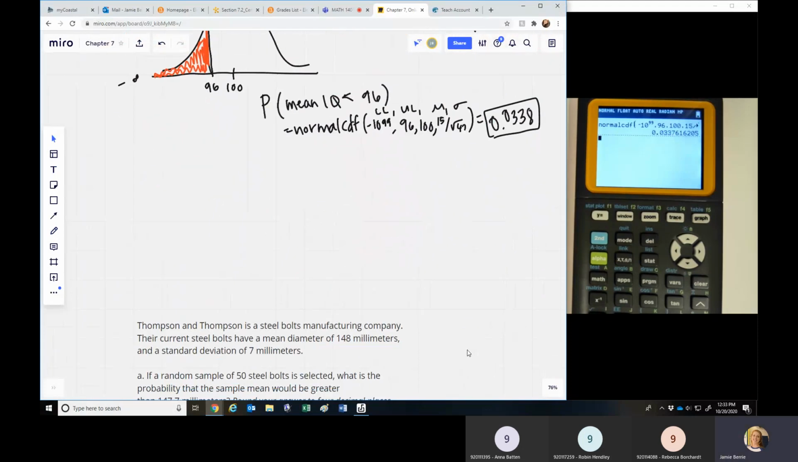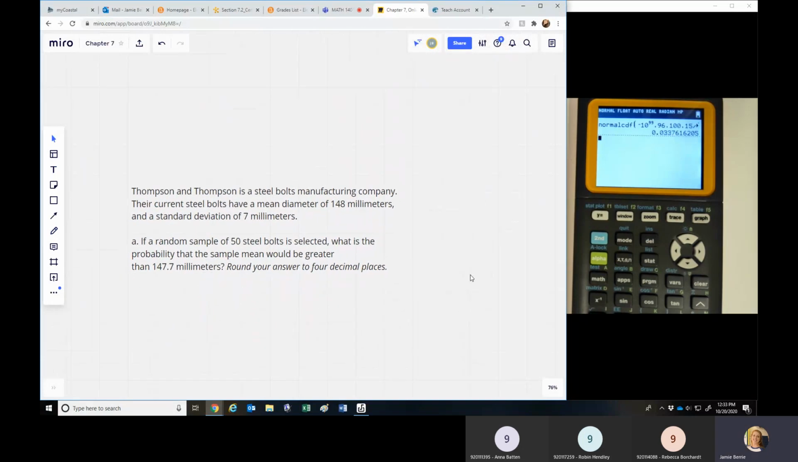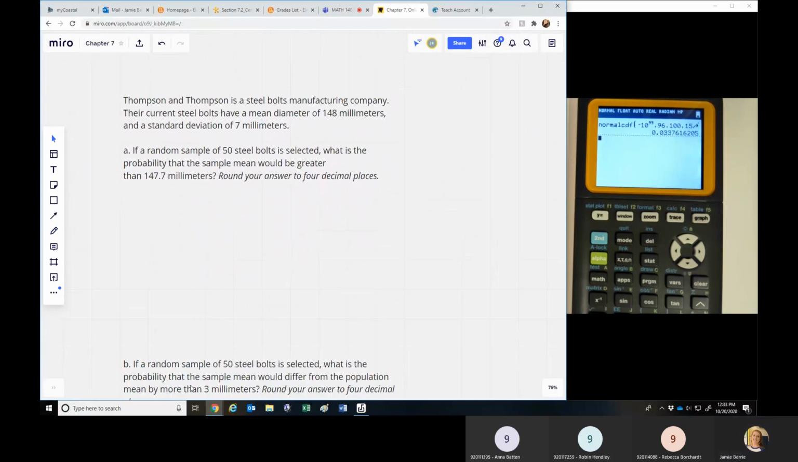And these are 2 questions that I pulled off of the homework, and I made it a 2-part question. In the homework, it's actually 2 separate questions. It says Thompson & Thompson is a steel bolts manufacturing company. Okay, so they're manufacturing steel bolts. Their current steel bolts have a mean diameter of 148 millimeters. Okay, so let's write that down. The mean is 148 and the standard deviation of 7. All right, so that one's kind of nice because we don't have to worry about the variance like we did a couple problems ago.